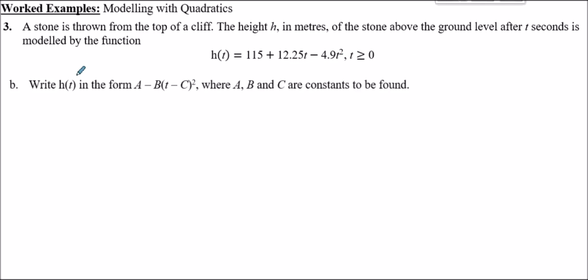For part B, we need to write this function of t in the form a minus b brackets t minus c squared, where a, b and c are constants to be found. Because this is a squared thing, essentially what it's saying is we must complete the square for this expression. So first of all, let's write down what h of t is in expanded form, and then step by step we can complete the square from there.